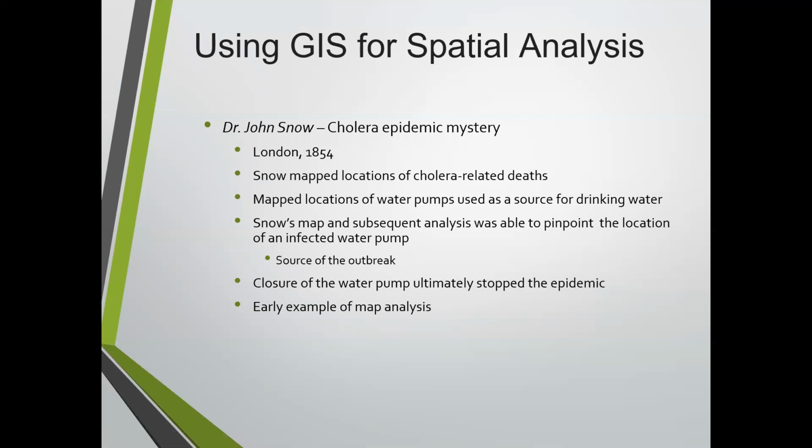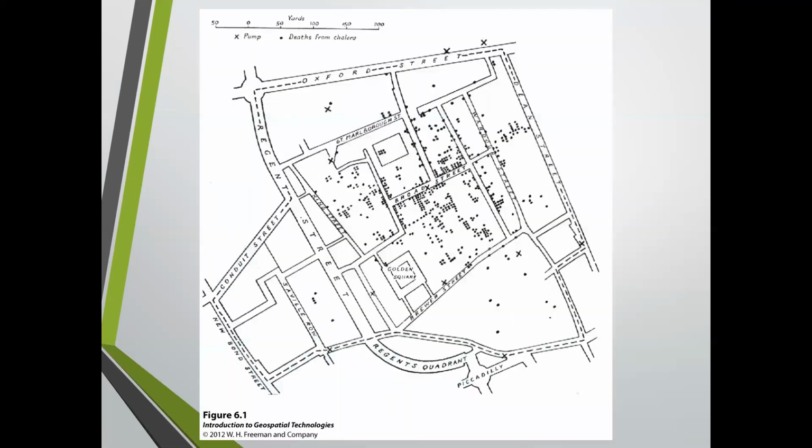The other thing that's interesting is this picture. I don't think this is Snow's original picture, but what you can see on this are the major streets that were affected, the deaths from cholera, and then the pump itself. You can see where the pump was. Now, there's another X there. There's a pump, there's a pump, there's a pump. You notice there's a cluster around this. That's what pinpointed it to this pump.